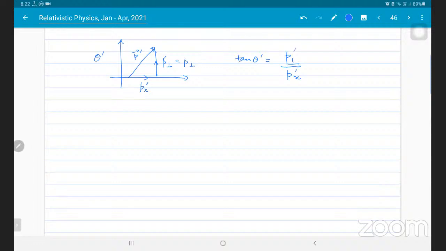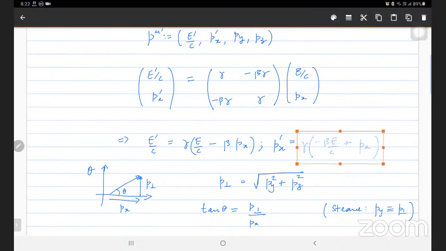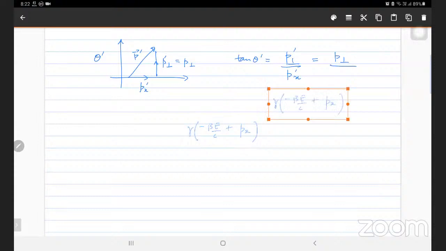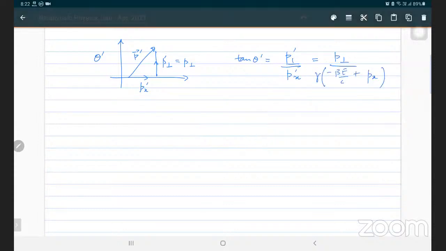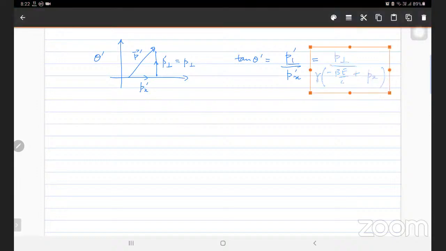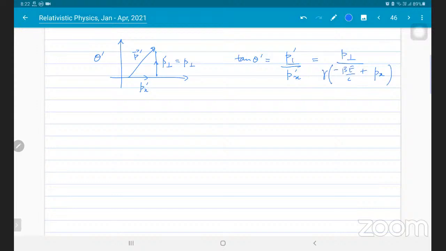Let me write Px prime. This is equal to P perpendicular divided by Px prime. Now Px prime, what is Px prime? Is this expression. So let me just copy that and paste that over here.